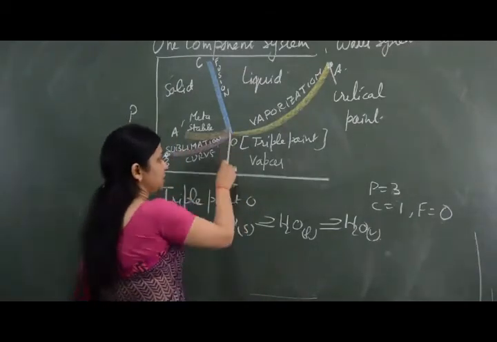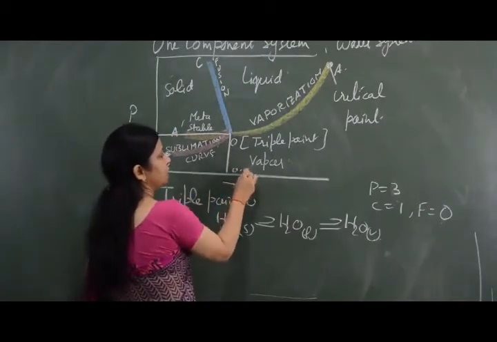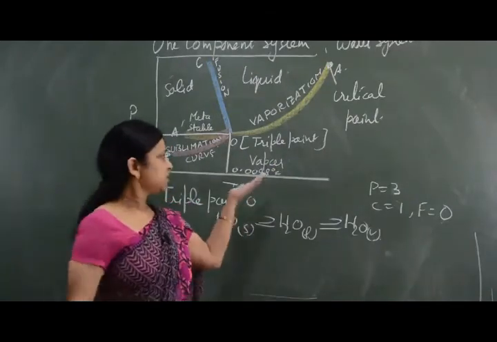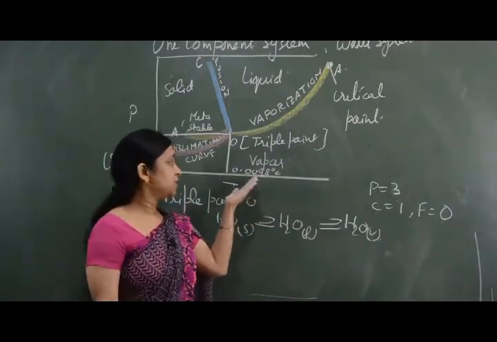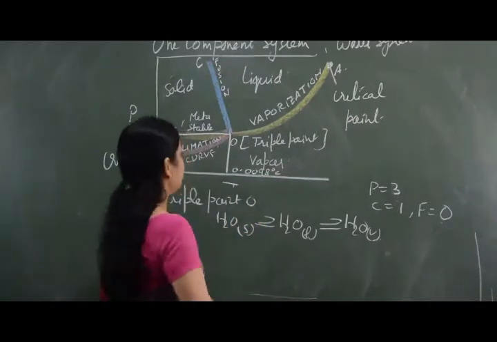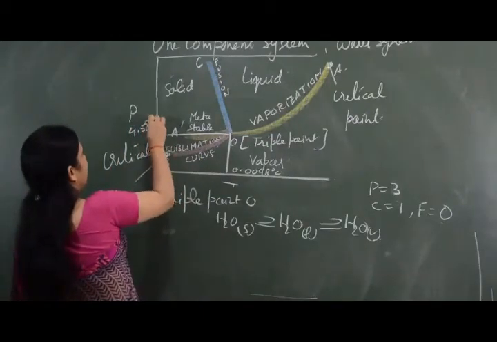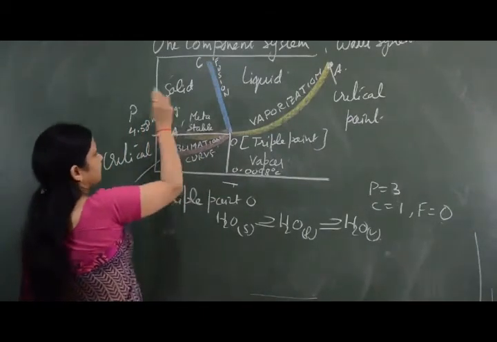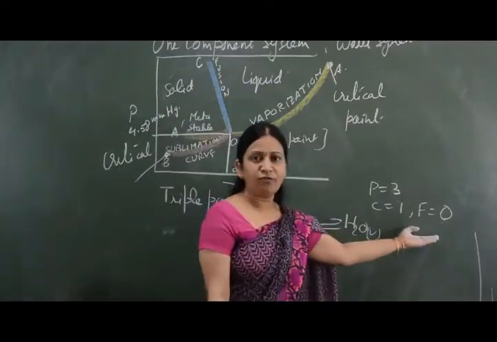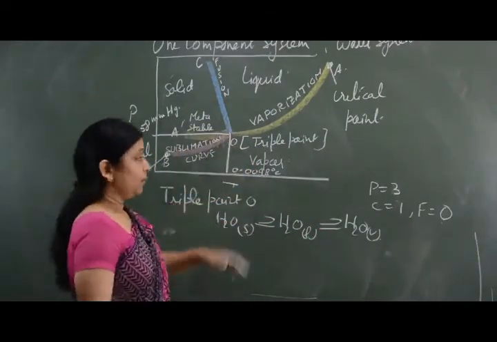Here temperature is fixed and pressure is also fixed. The temperature here is 0.0098 degrees Celsius. Sometimes it is also written as 0.0099 or 0.01. So, that is the same. The temperature is fixed and pressure is 4.58 mm of mercury. So, temperature and pressure are fixed because the degree of freedom is 0. The system is non-variant at the triple point.